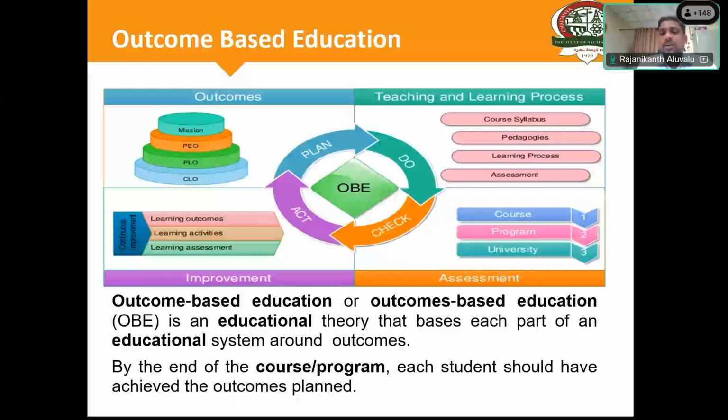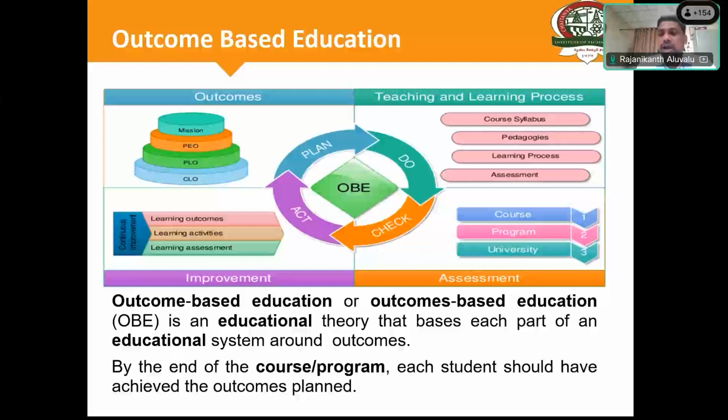Outcome-based education says no one is perfect, but there should be some improvement from the earlier practice. So let's plan something, implement something, measure its effectiveness, and then after getting that measure, recorrect your practice, implement again, and assess again. So this should be a continuous progressive approach. This is exactly what outcome-based education says, and the whole strategy or approach lies around outcome.